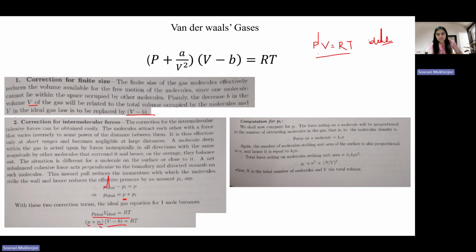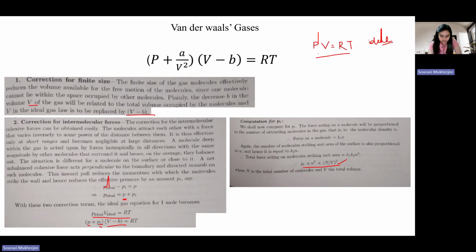So as a whole, the pressure correction is proportional to n square, which is capital N by V whole square. N is the total number of particles, V is the total volume. So Pi is proportional to (N/V) whole square. Correct? So with this pressure, which was initially there, you have to add an extra term, which depends on the molecular density, or the number density of your particles, as it goes as n square.